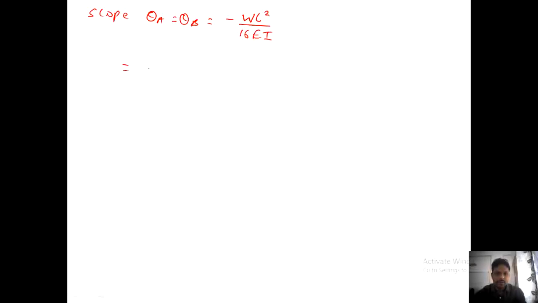Put in the values. Minus as it is, W is 50,000 into L is 6,000, so 6,000 square by 16, E value is 2.1 into 10 raised to 5, and I is 78 into 10 raised to 6. So slope is 0.068.